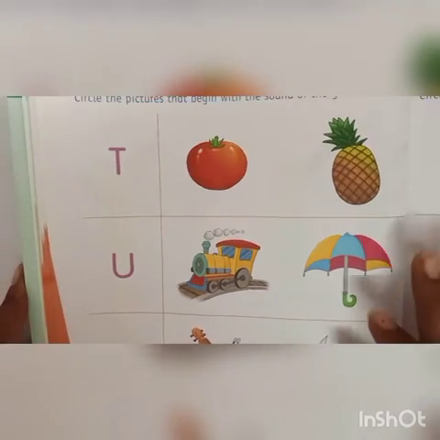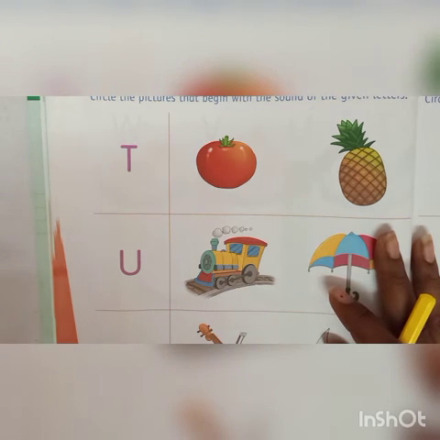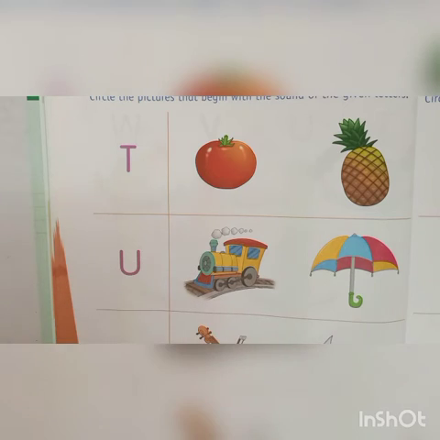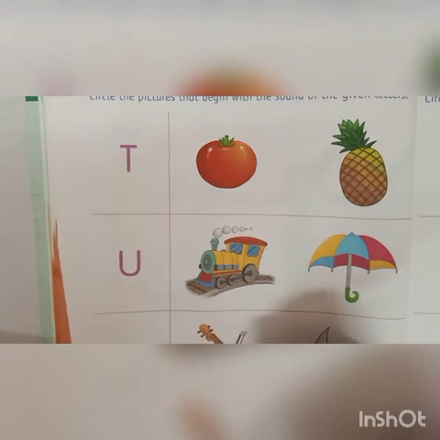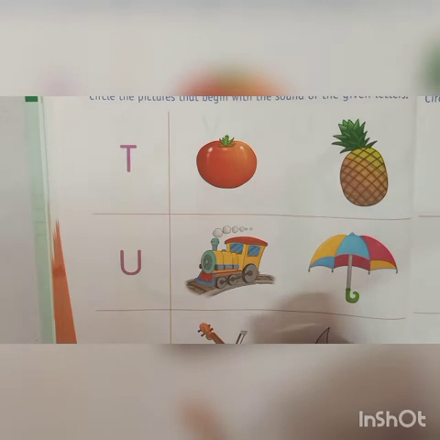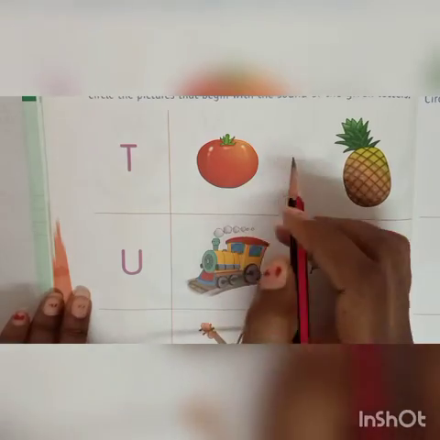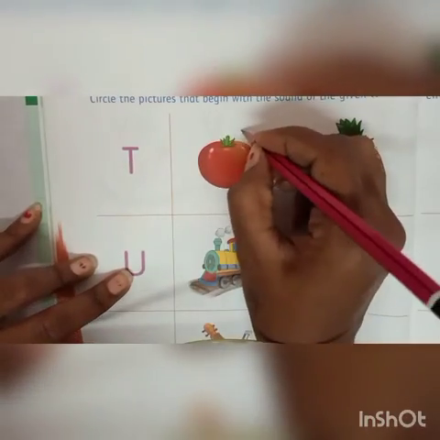Now we'll go to the next page. Circle the pictures that begin with the sound of given letters. Here you can see there are letters given and we have to circle those pictures that begin with the sound of the given letters. So T for tomato. We are going to circle this picture. T for tomato.